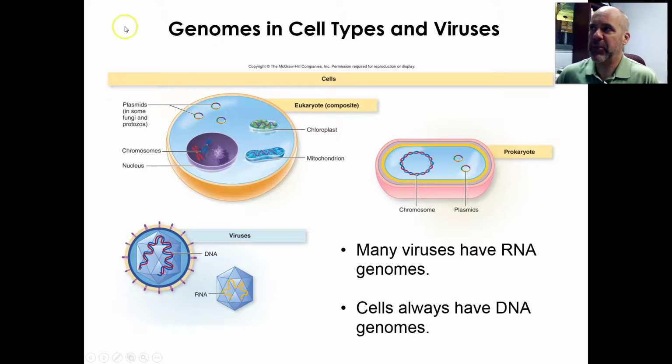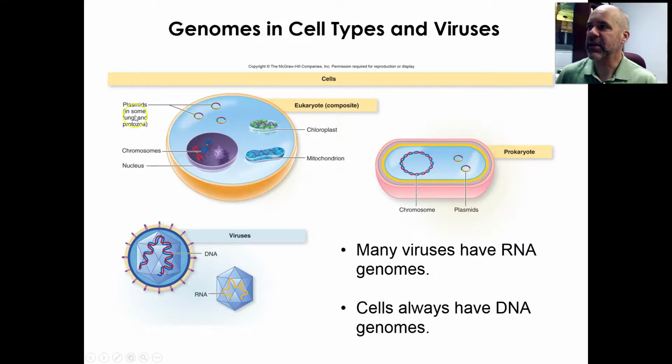So this term genome, this is a figure from your textbook, which is pretty good. It's just showing you that genomes can have different characteristics in different cell types, and also in viruses. Viruses, even though we say they're not truly living things and they're not cellular, they do have genomes. Their genomes contain the genetic blueprints that are going to provide instructions for making the parts of the new viruses. And we're going to get into viruses in a lot more detail in Chapter 5.